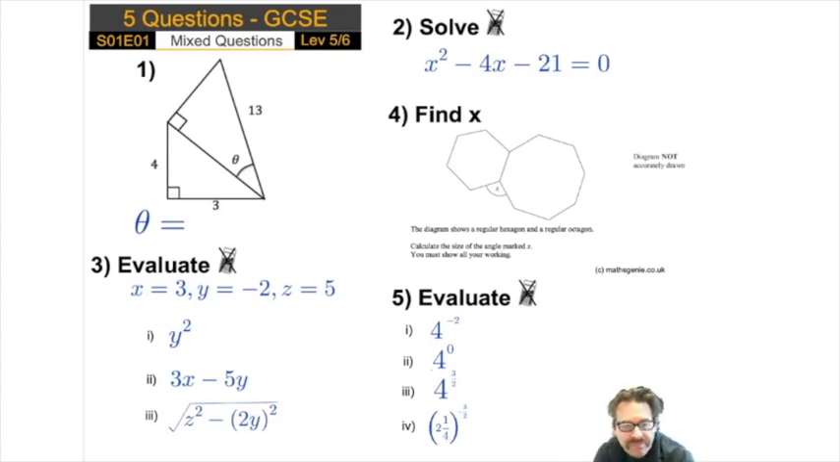Hi, so here are 5 mixed GCSE questions for you to try. They are mainly level 5 and 6, apart from these last 2 here, which are more like level 7 and level 8. These 3 with a non-calculator sign I'd like you to do without your calculator. Have a go at all 5. Once you've done them, then move on with the video and you will see the answers.